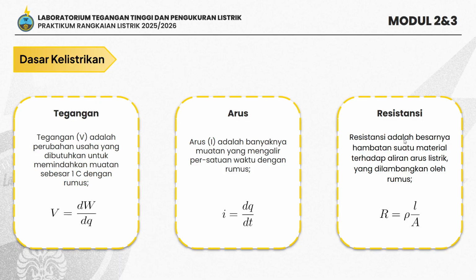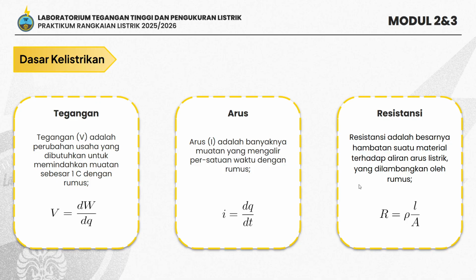Electricity is a form of energy that comes from the movement of charged particles through a circuit or conductor. Voltage is the change in work required to move a charge of 1 coulomb, expressed by the formula V equals dW per dQ. Current is the amount of charge that flows per unit time, expressed by the formula I equals dQ per dt.